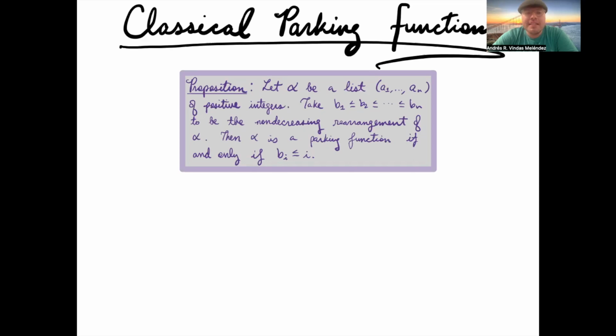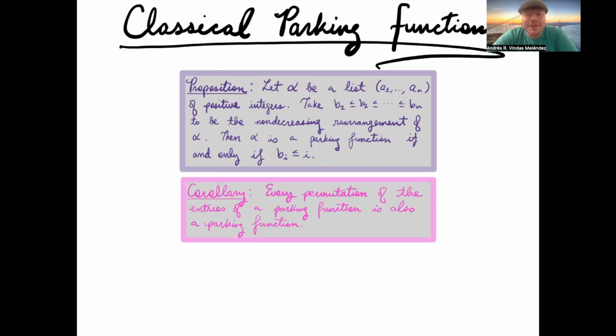Then this proposition says that alpha is a parking function if and only if b sub i is less than or equal to i. That means if we look at the non-decreasing rearrangement, the number has to be less than or equal to its index, or its position in the list. Okay.